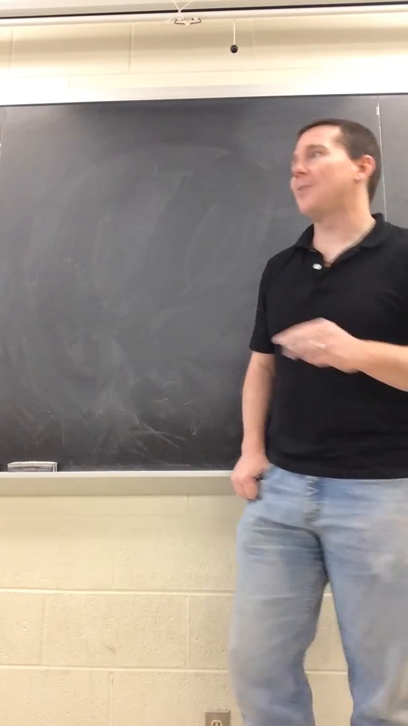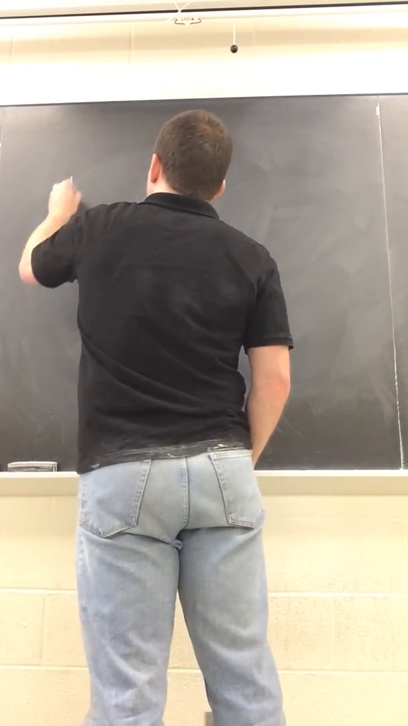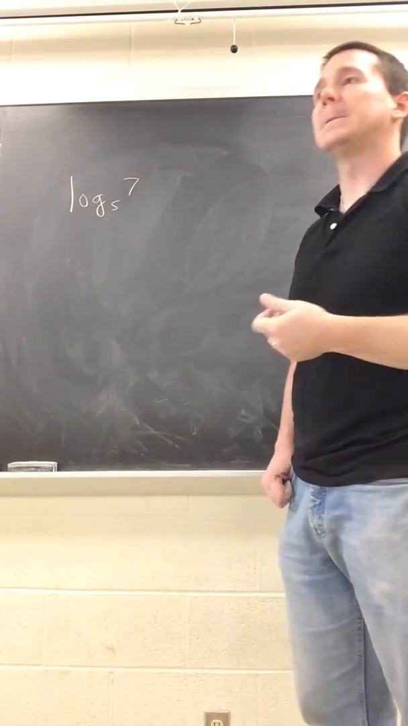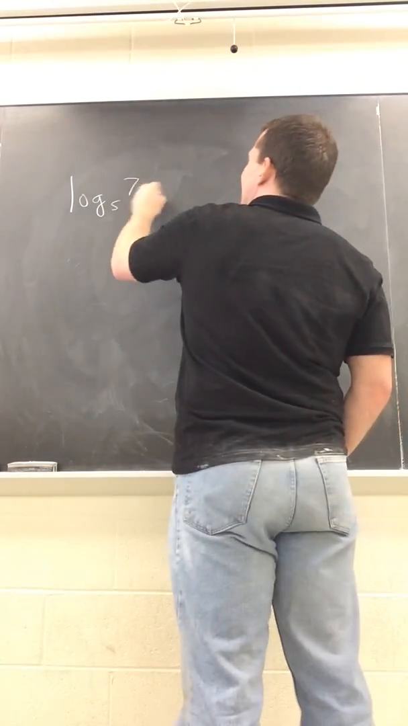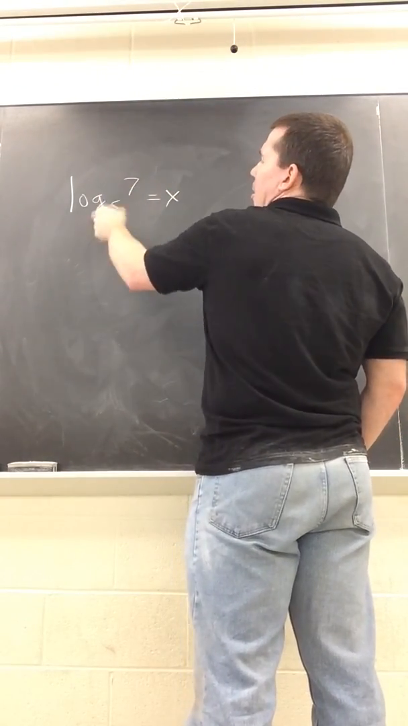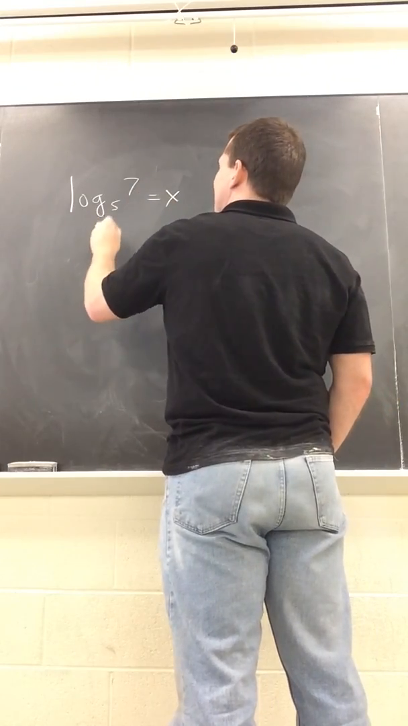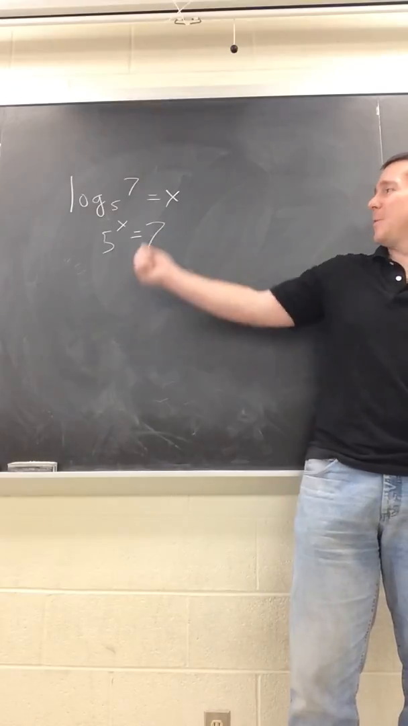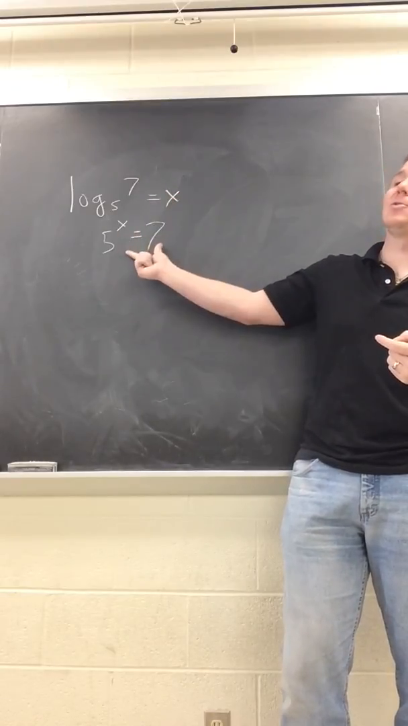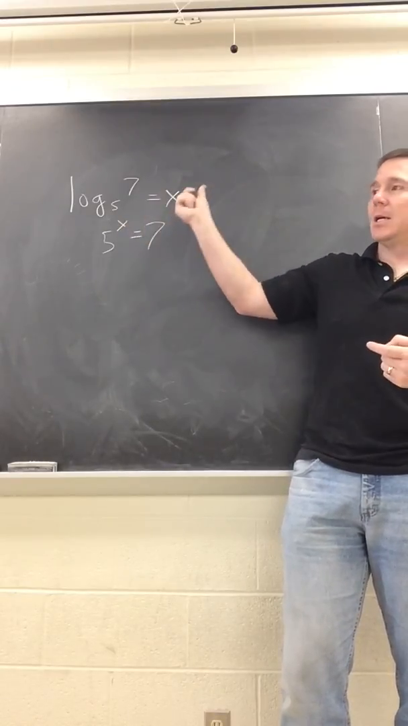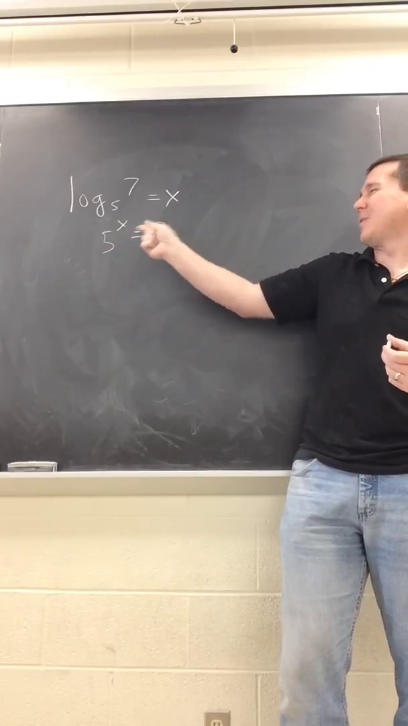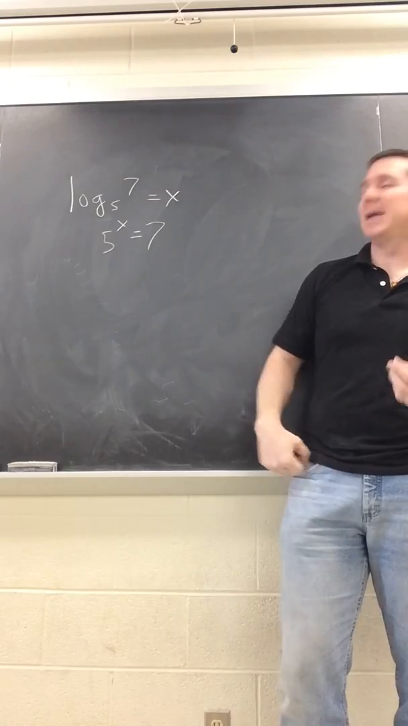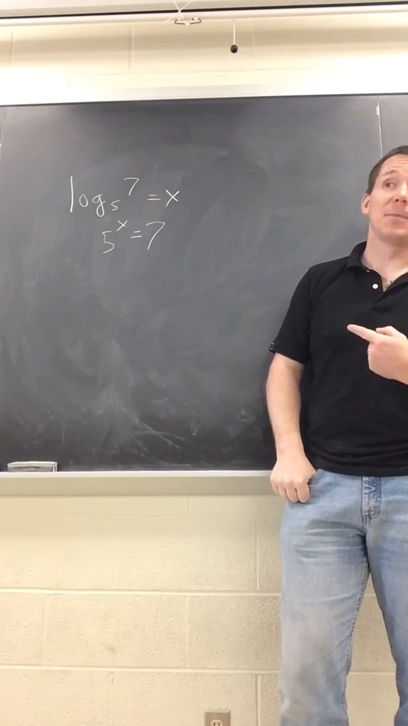Some calculators nowadays, if you want to solve a problem like log base 5 of 7, well, if we use the definition, log base 5 of 7 equals x, by definition means 5 to the x equals 7. If we remember from our exponentials, we can try to write those in the same base, but that's not going to happen. You can't write 7 in base 5, so we're not going to be able to write these in the same base. So what do we do?